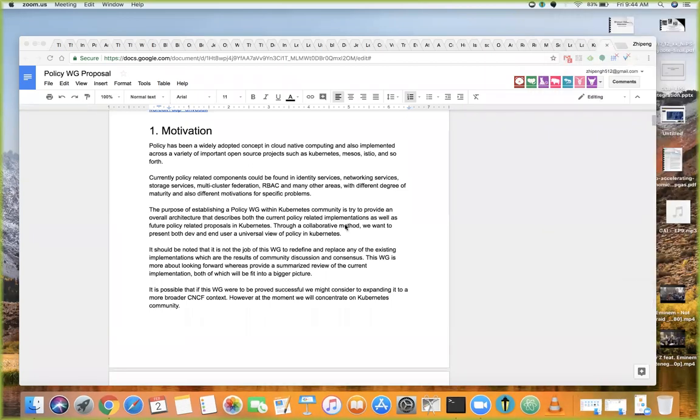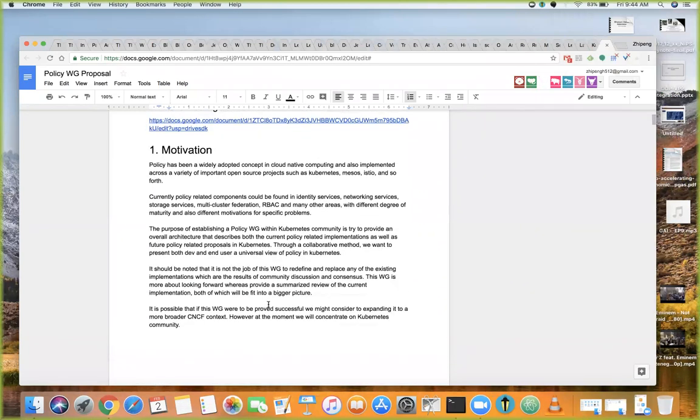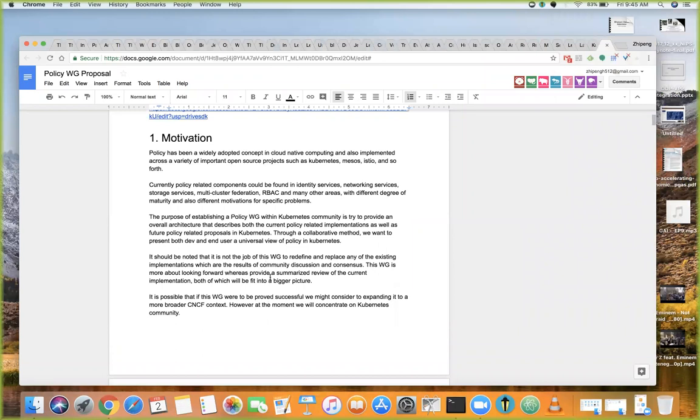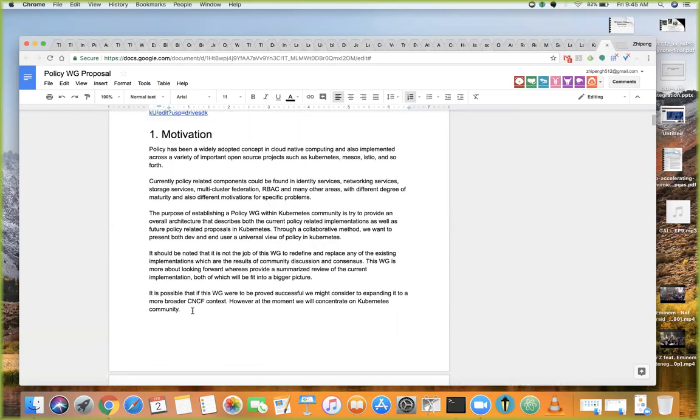So first section, the motivation. As discussed, this section should cover, not specifically the scope, but broadly speaking, what the policy working group is aiming at, right? So these are the words that I put in for the earlier proposal. Please review it and see any edits, additions or deletions that we need to make this crystal clear to people.